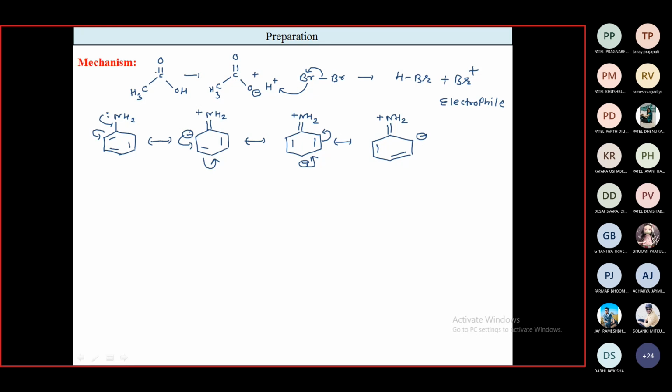Okay, so in all this case, charge goes on ortho and para position, so it's ortho-para directing. Again, see, the charge is removed. So this is the way you can generate the electrophile. Now it's a very simple job. In order to add electrophile, you can have a charge at ortho position as well as at para position.